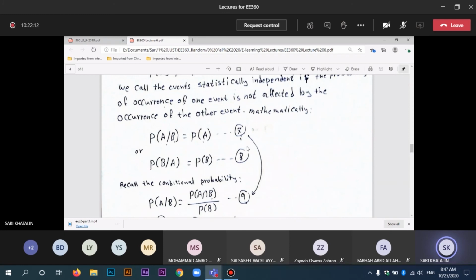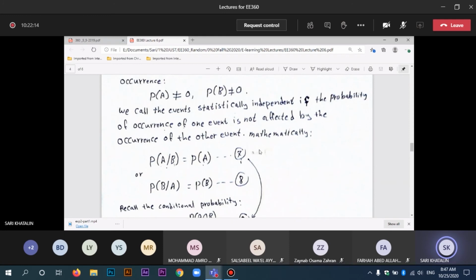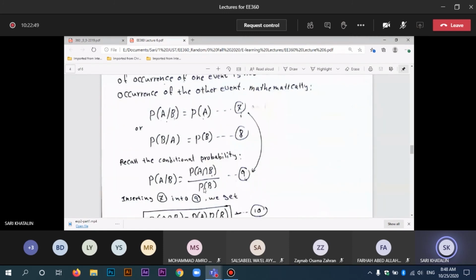Now, mathematically speaking, we can say the probability of A given B is equal to the probability of A, which means that the occurrence of event A is not depending on B. So that's why it's only the probability of A. It means they are independent of each other. They have no relation in this case, okay? They are independent of each other. And that's why the probability of A given B is equal to the probability of A itself. And then similarly, the probability of B given A is the probability of B, okay?